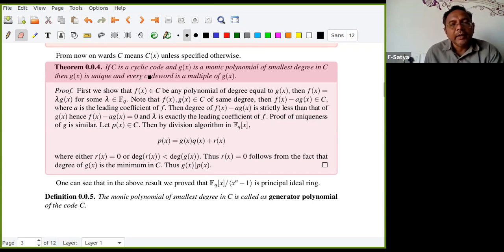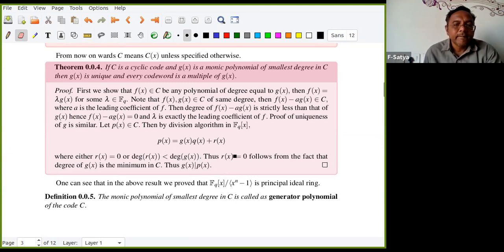Now, if I take any cyclic code word, that means if I take any polynomial in C, I want to prove that it is a multiple of g(x). So we have a division algorithm here. It is a Euclidean algorithm, Euclidean domain. So p(x) = q(x)g(x) + r(x), where either r(x) = 0 or degree of r(x) is less than degree of g(x). You know how to divide polynomials. Now r(x) has to be 0.